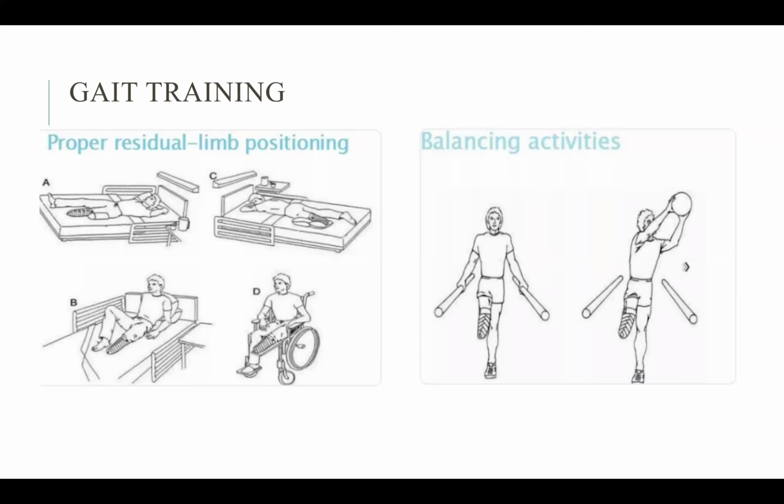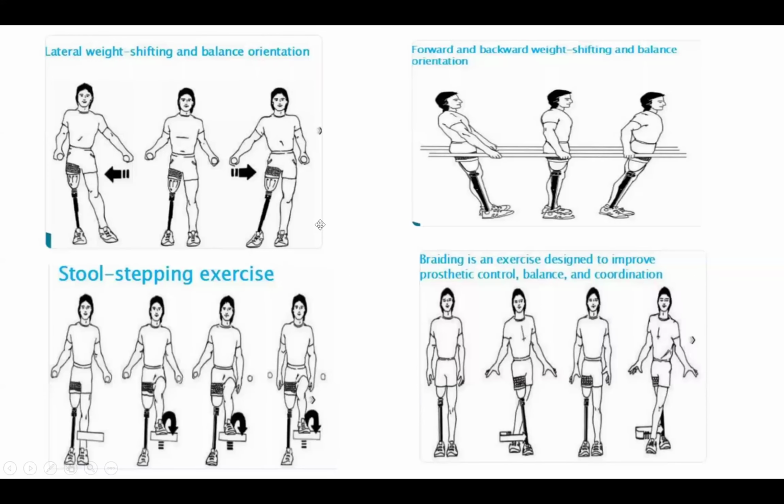And this is the gait training. Here we will be teaching proper residual limb positioning in sitting, standing, and lying positions, and balancing activities. We will give balance training as shown in this picture. We will make the patient walk with the prosthesis along a rod. All these are to improve balance and coordination with the prosthesis.